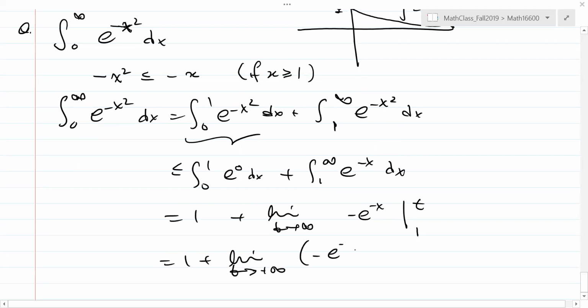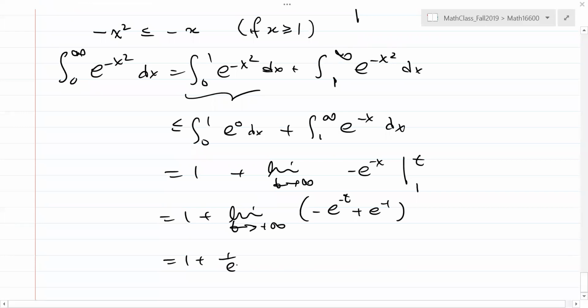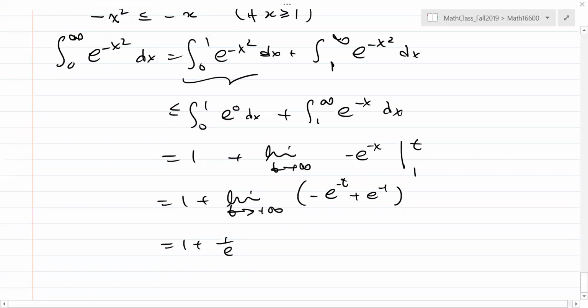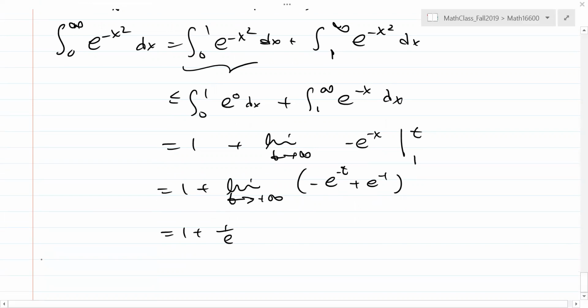Then you get negative e to the negative t plus e to the negative 1. So the first term is going to be 0, and I get a pretty nice estimate. So this is the upper bound for this integral. The lower bound, I don't know. So the integral of this function is not only finite, also bounded by this number. It's not too big. In fact, the value of this integral is going to be the square root of pi over 2. It's a very strange number.